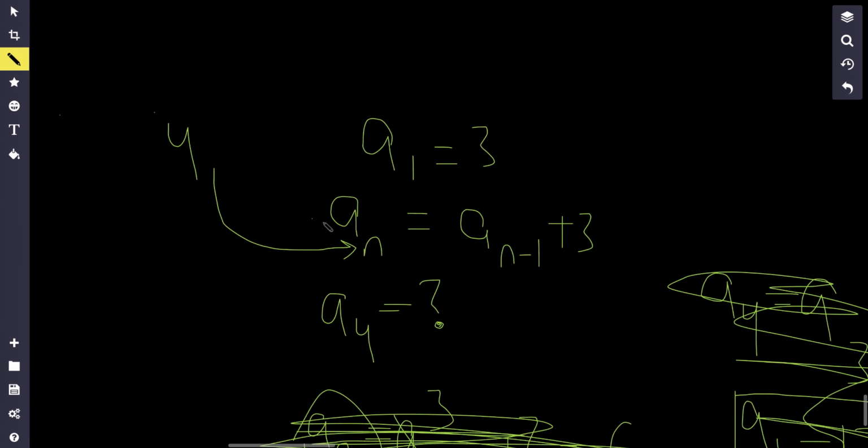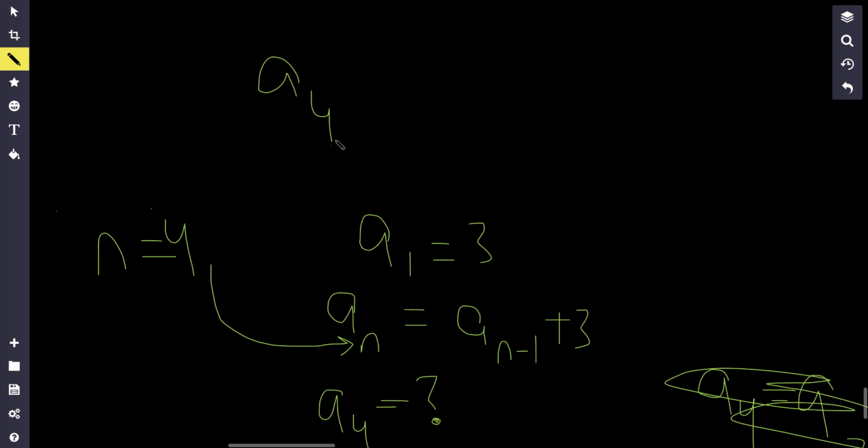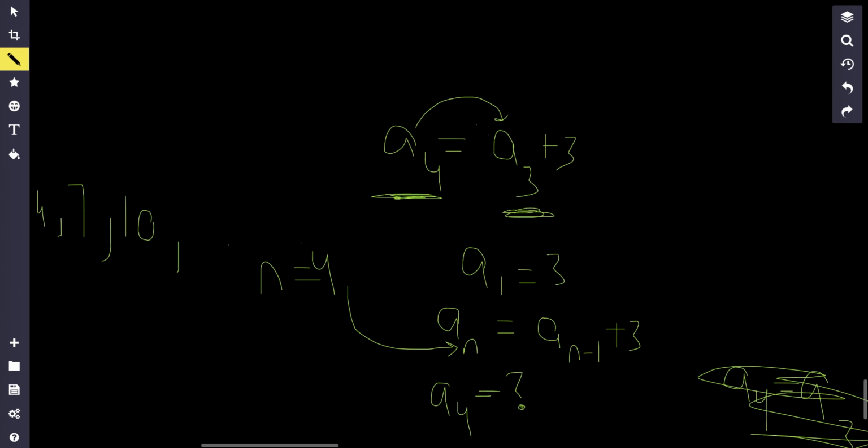If I plug in n is equal to 4 into my formula, I would get a sub 4 is equal to a sub 4 minus 1, which is 3, and then this is going to be plus 3. You got to remember this, okay? For a recursive sequence, you have to know the term before it in order to get a term.